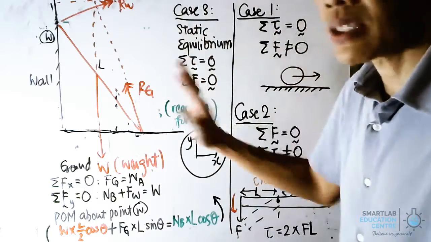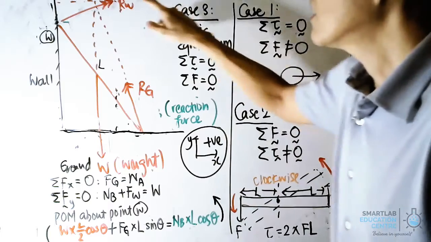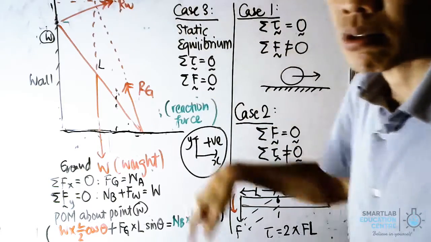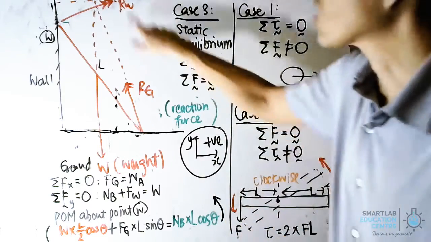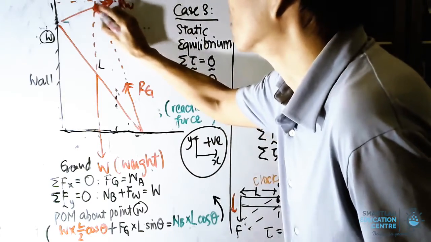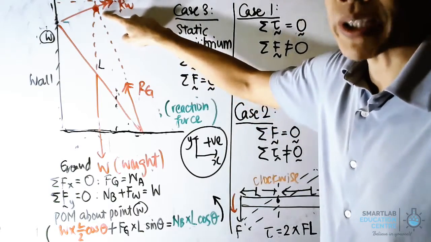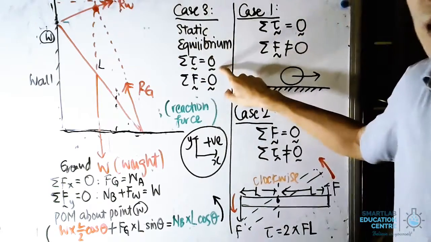If we have three coplanar forces acting on an object which is at static equilibrium, then the lines of action of all these forces must all coincide at one point. And in this case, it is coinciding at this point here. The reason for that is that if you were to take the principle of moments about that point, then the net torque must actually be 0.